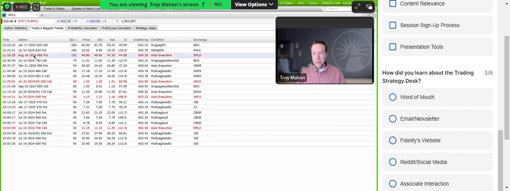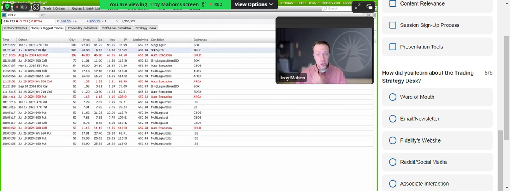If it's red, that means it is filled on the bid, so we are very, very confident that this is a selling transaction. Now, whether it was a sell to open or a sell to close, we really don't know that. There's an extra step that sometimes we can tell. I'll show that in a minute.